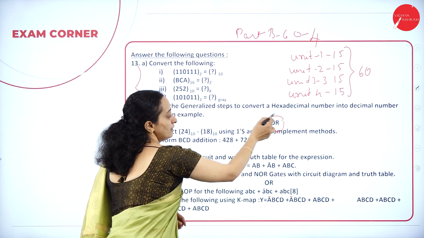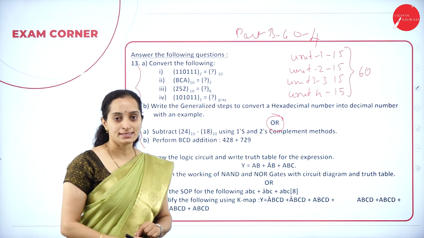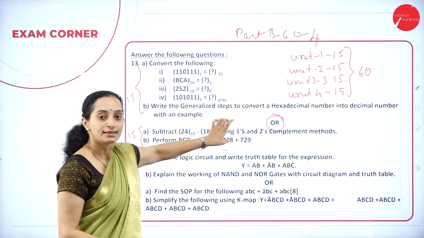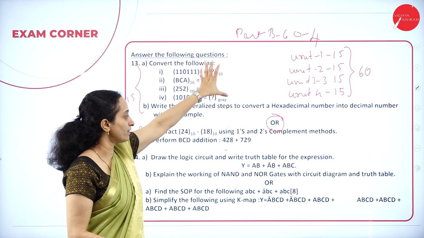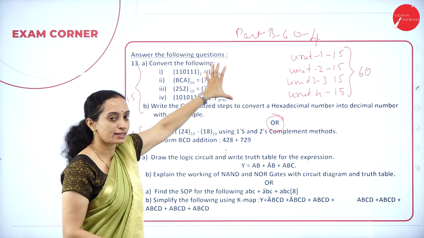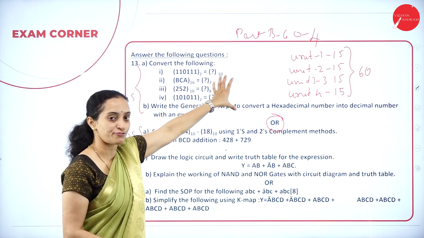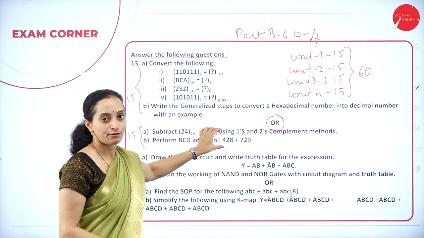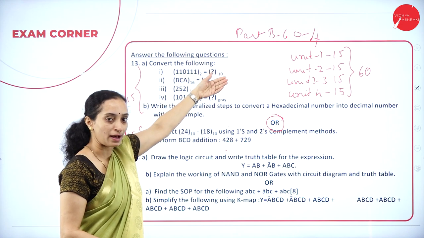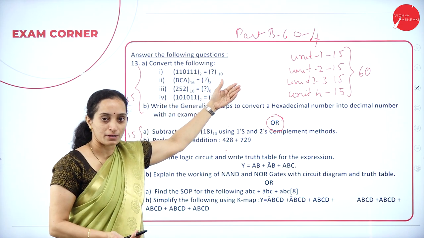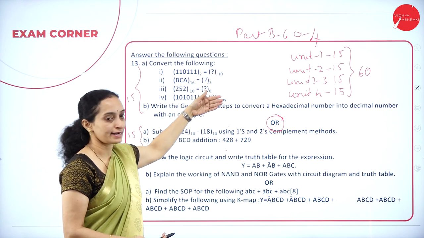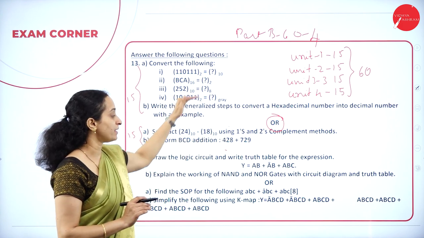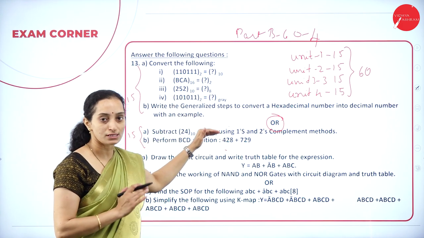Here you can observe the term 'or'. That means either you can answer this set of questions or you can answer that set of questions. If you attend this one, you will be evaluated for 15 marks, and if you attend the other, your answer will be evaluated for 15 marks. You can choose whichever is more comfortable to you. But don't mix up these two sets, or you will lose the marks.